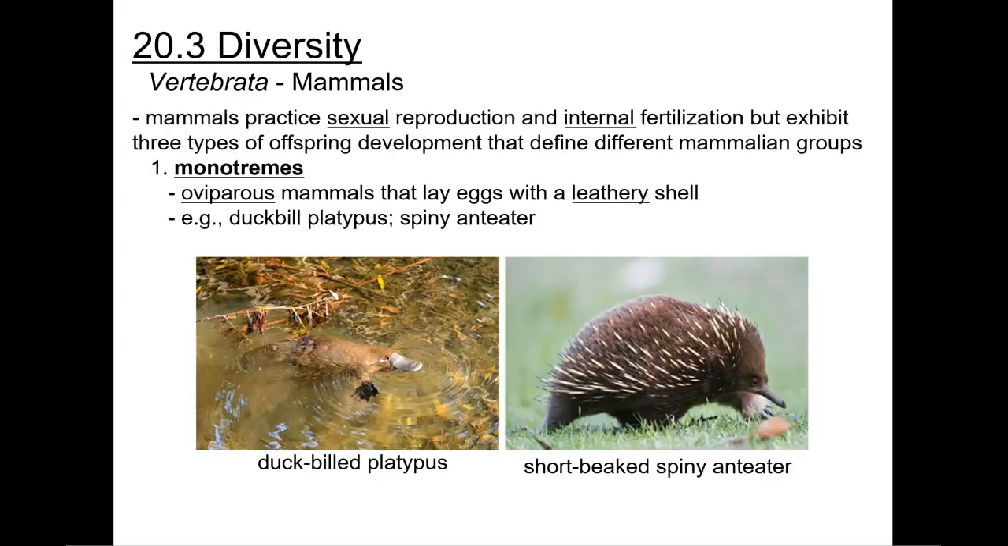Mammals are going to practice sexual reproduction and internal fertilization, but they exhibit 3 types of offspring development that can define the different types of mammalian groups. The first are going to be called your monotremes. These are oviparous mammals that lay eggs with a leathery shell. So examples of these would be duck-billed platypus and a spiny anteater.